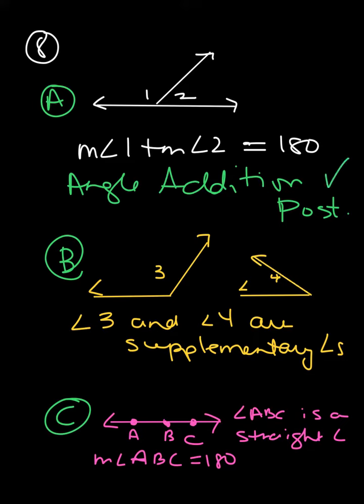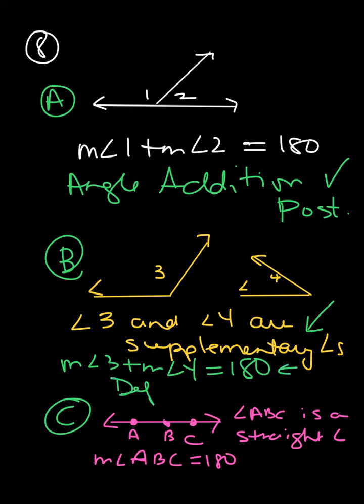In letter B, I have angle 3 and angle 4 are supplementary angles. So because of that, I can say the measure of angle 3 plus the measure of angle 4 is equal to 180. Now, why can I say that? Because I told you that the angles are supplementary. So the reason for this step right here, I add them together equal 180, is definition of supplementary angles.